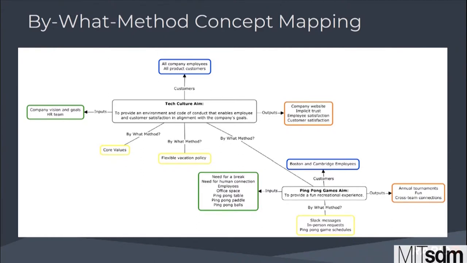Right here in the middle, this is what we call the aim of the system. This would be that high-level goal that doesn't necessarily prescribe how to do something, but you should always be able to go back up the chain and understand what the goal of the system is. And how do we accomplish this? By what method do we accomplish the aim? And these can be considered the objectives.